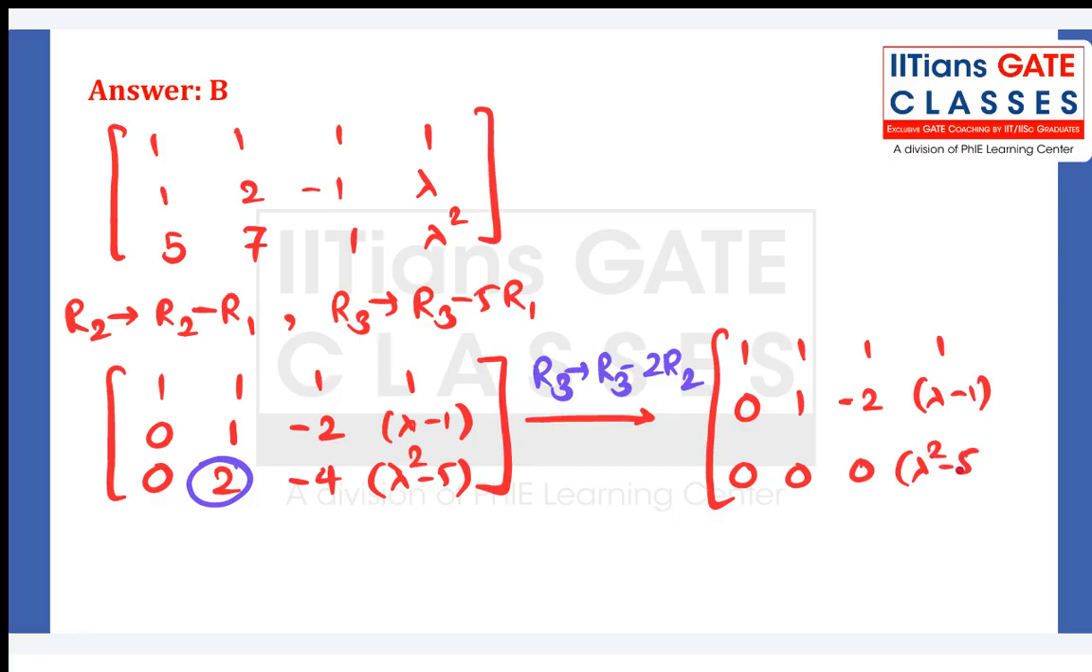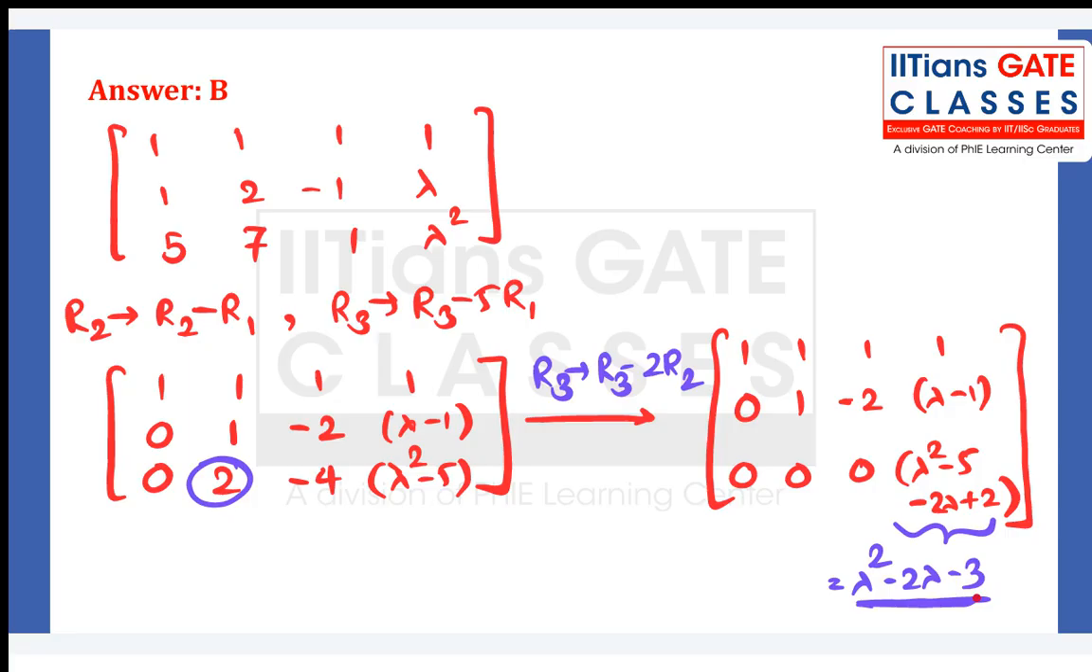And then you are subtracting 2 R2, so basically you are subtracting 2 lambda plus 2. This will be the final thing. So I'll just mention this last term because that is of our interest. This term is nothing but lambda square minus 2 lambda minus 3. So this is your last element of the last row, third row, fourth column.